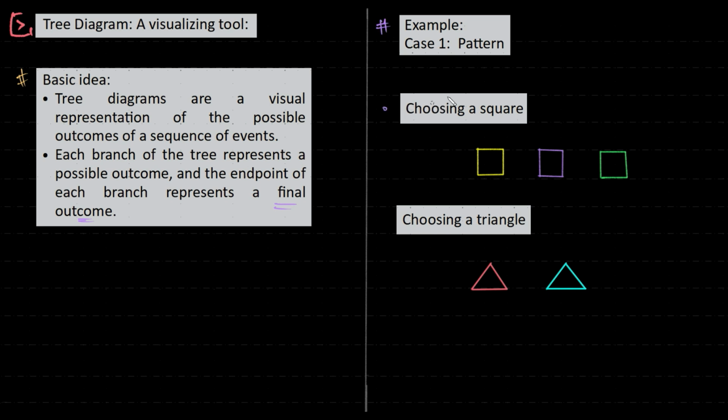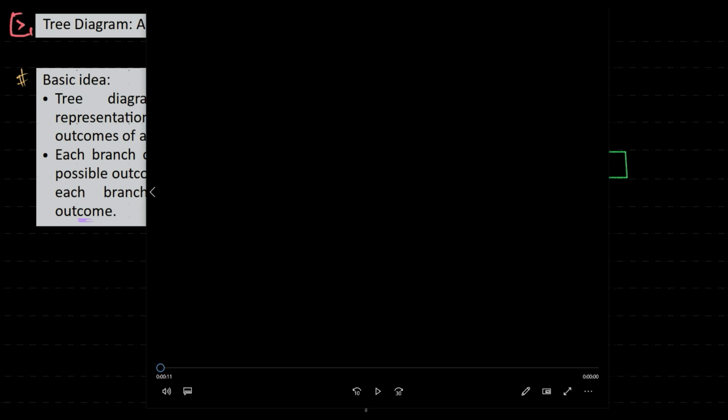So we have a kid who has to choose a square and place a triangle in it. So it has to make a pattern. So we have 3 squares. So we give 3 squares and 2 triangles, right? So what all patterns the kid can make, we can represent with the help of a tree diagram.